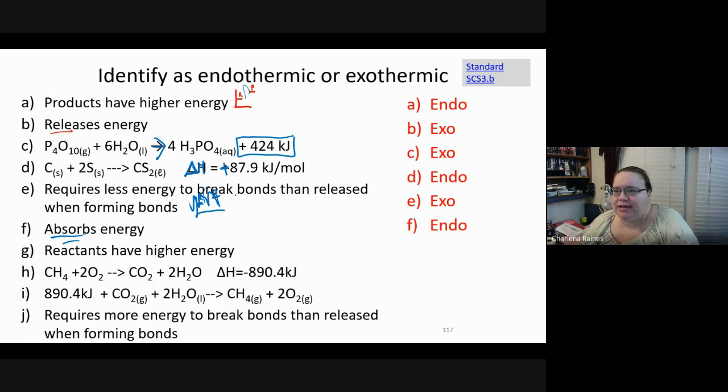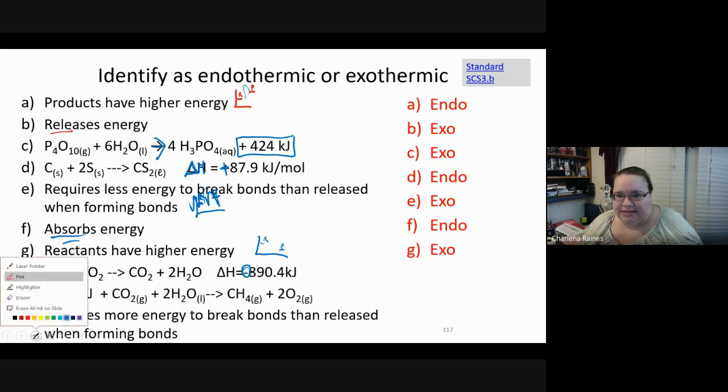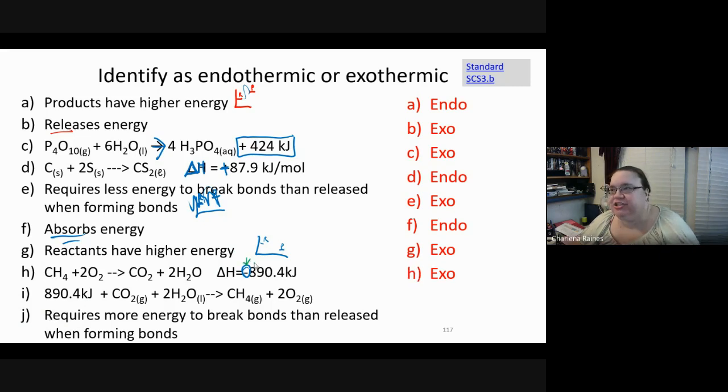And for G, if my reactants have a higher energy than my products, we can see that products lost energy, therefore it is exothermic. In terms of my reactions, that negative delta H is indicating that it is an exothermic process. We released energy, we gave away energy. That's why we use that negative sign. For J, notice my arrow here in the center, and that energy is on the reactant side. It's on the left side, therefore it must be endothermic.